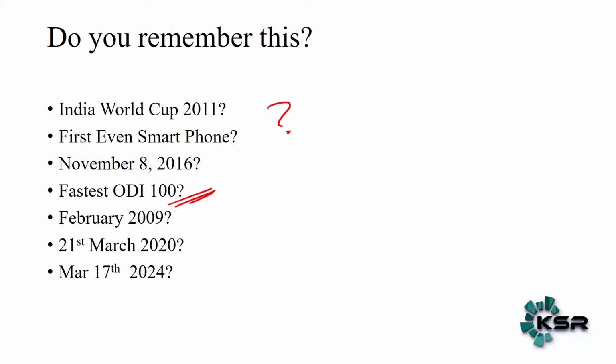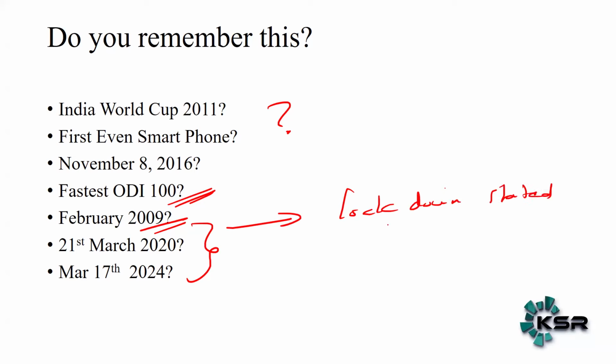Okay. So now tell me what happened in February 2009. That also you don't know. Okay. At least this you should know. It happened in the last 4 years. What happened on 21st March 2020? We found the first corona case in India. Very good. First COVID. I think the first lockdown starts, I think. Lockdown started on 22nd, I believe. Is it? Okay. So tell me the latest day.